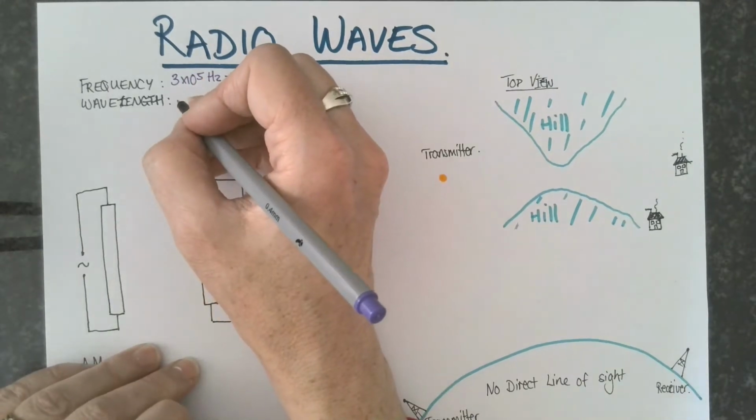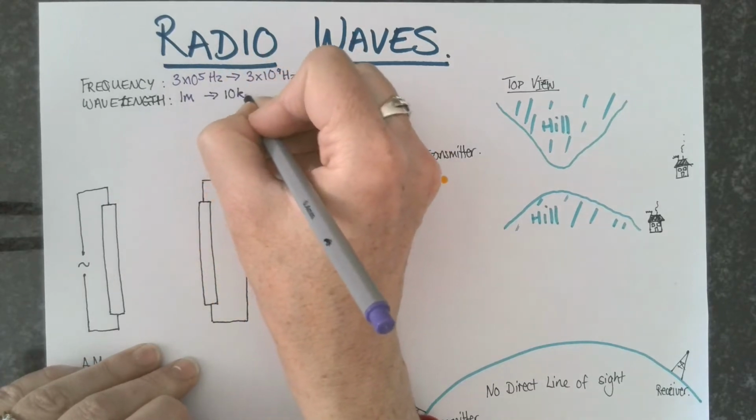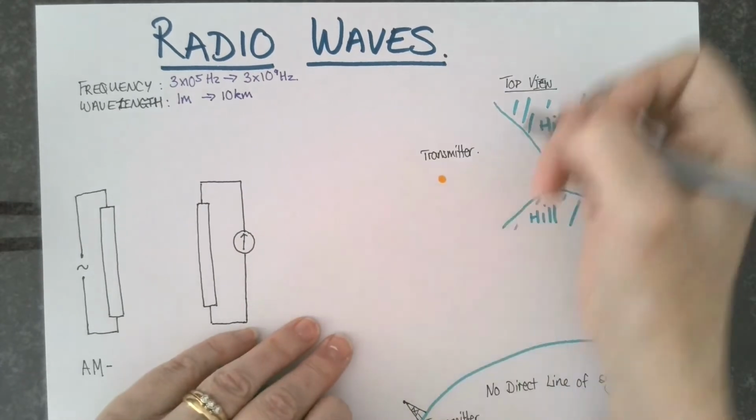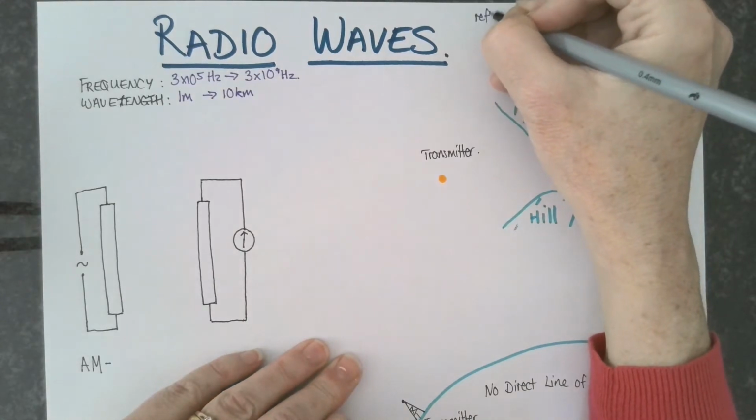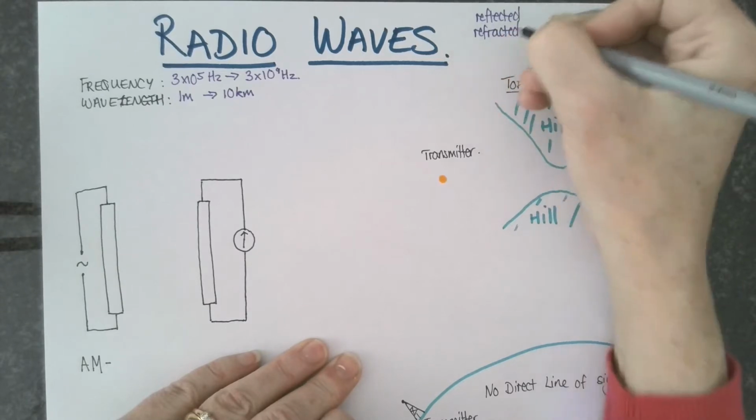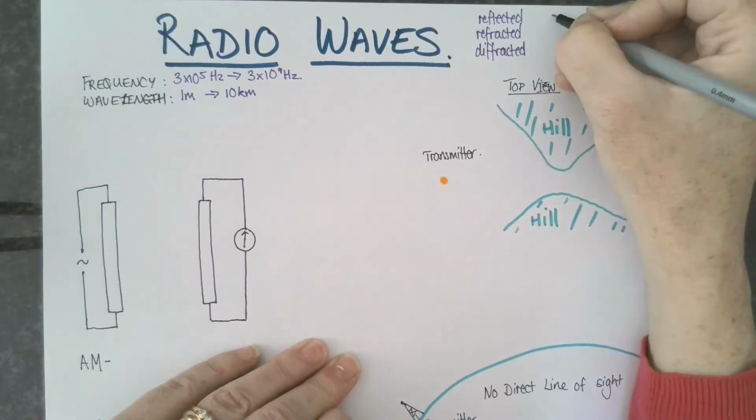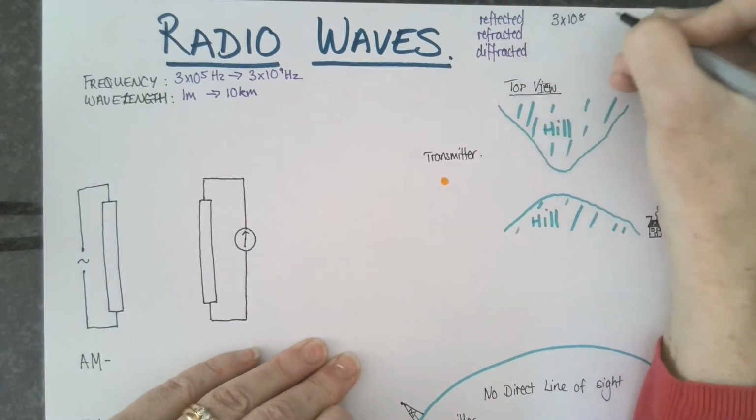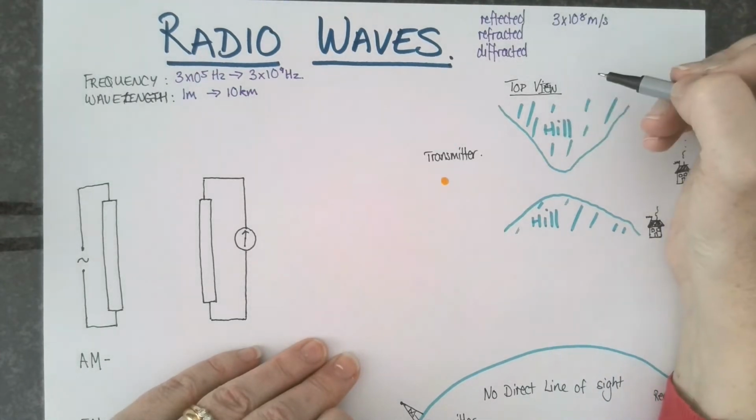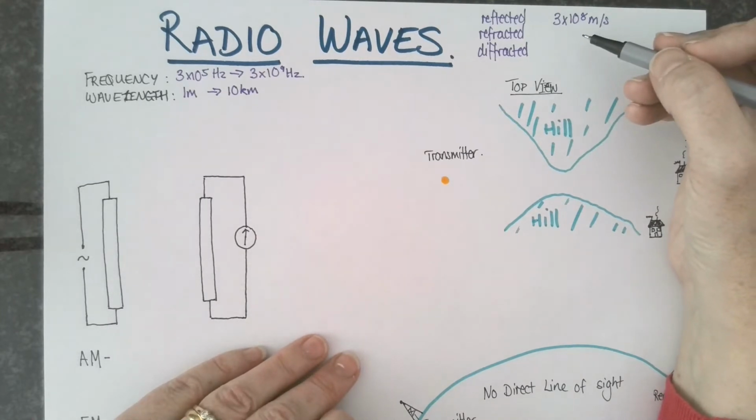The wavelength is between 1 meter and 10 kilometers, and because they are electromagnetic waves, they can all be reflected, refracted, diffracted. They travel at the speed of light, 3 times 10 to the 8 meters per second in a vacuum. And every single electromagnetic wave will have these properties.